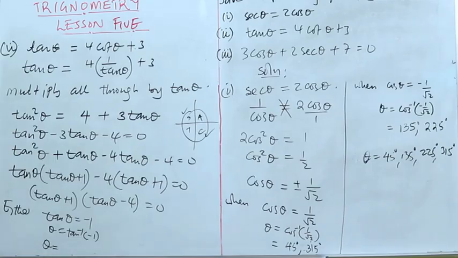I've said tan is negative in the second. So you have 180 minus 45. That one will give you 135 degrees. And 360 minus 45. That one is giving you 315 degrees.